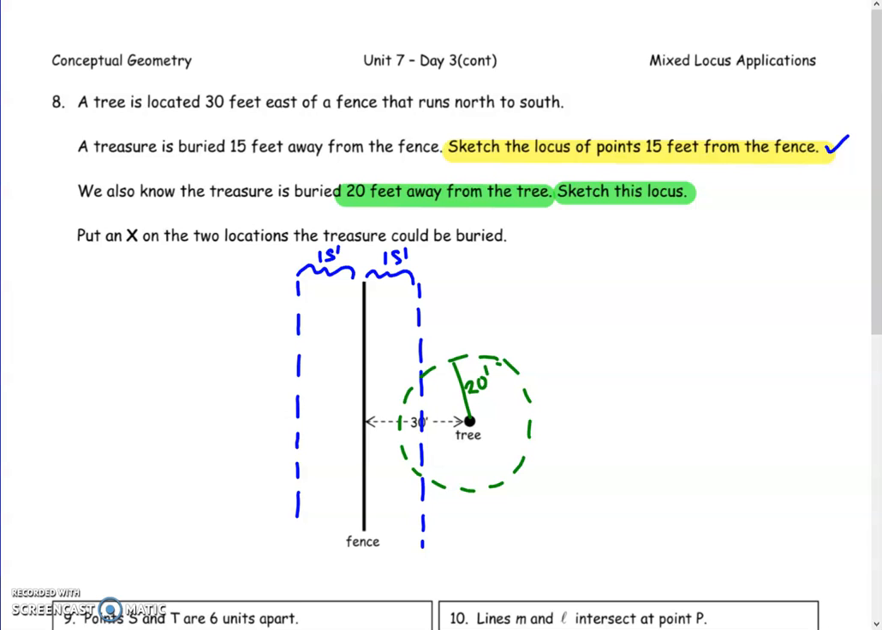Now the last part here, it's like your treasure map. It says put an X on the 2 locations the treasure could be buried. So there's one right there, there's an X, and here's the other one where those 2 paths cross.